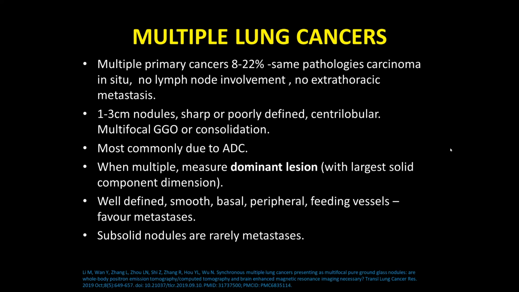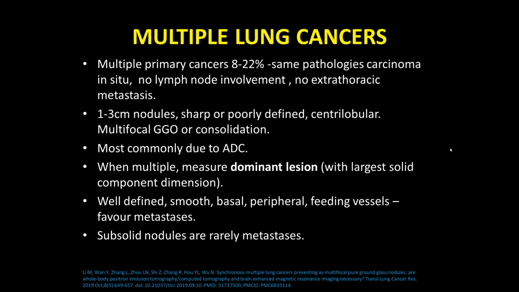So usually multiple lung cancers can be present as 1 to 3 centimeter multiple nodules. They can be solid nodules or they can be ground glass nodules. They can present as multifocal GGOs or multiple consolidation. I just told you about the multiple pneumonic consolidation appearance due to mucinous invasive adenocarcinoma. Again, this multiple thing is usually due to adenocarcinoma. This is the most troublesome one. And when they are multiple, you try to see if they are of the same histology or different.